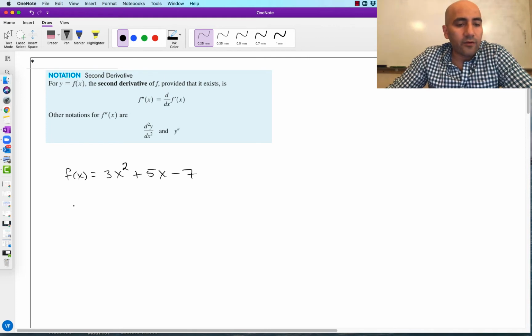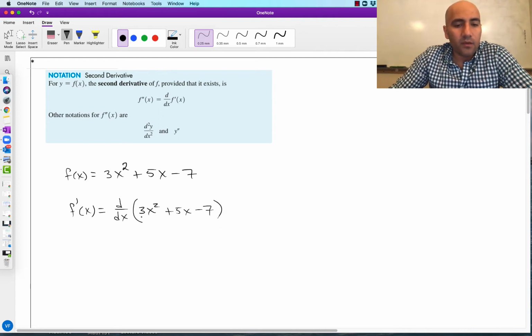We can take a first derivative, f prime of x, remember that little tick mark there means that it's a first derivative, and we're going to take the derivative with respect to x of 3x squared plus 5x minus 7. So now that's an easy polynomial. We can easily find that derivative. So that would mean that this is going to be 6x plus 5.